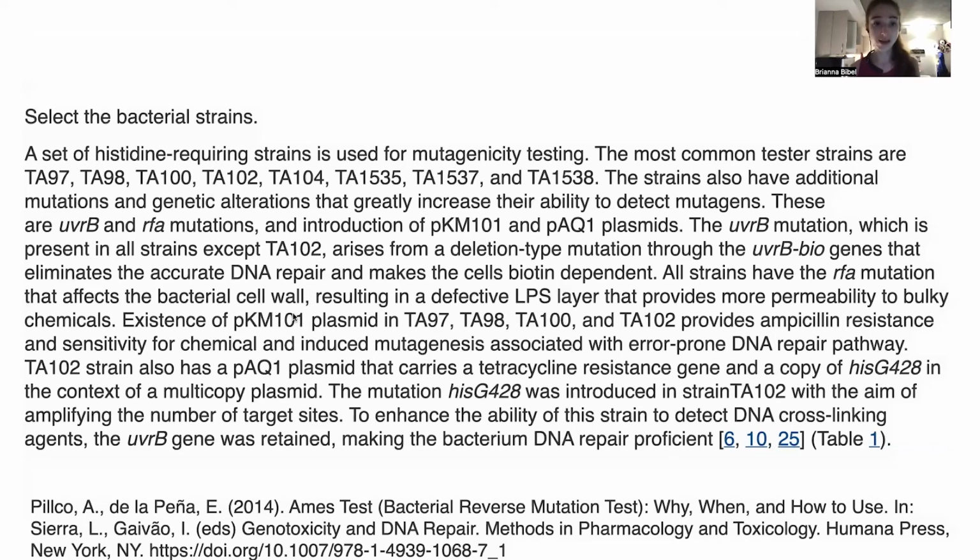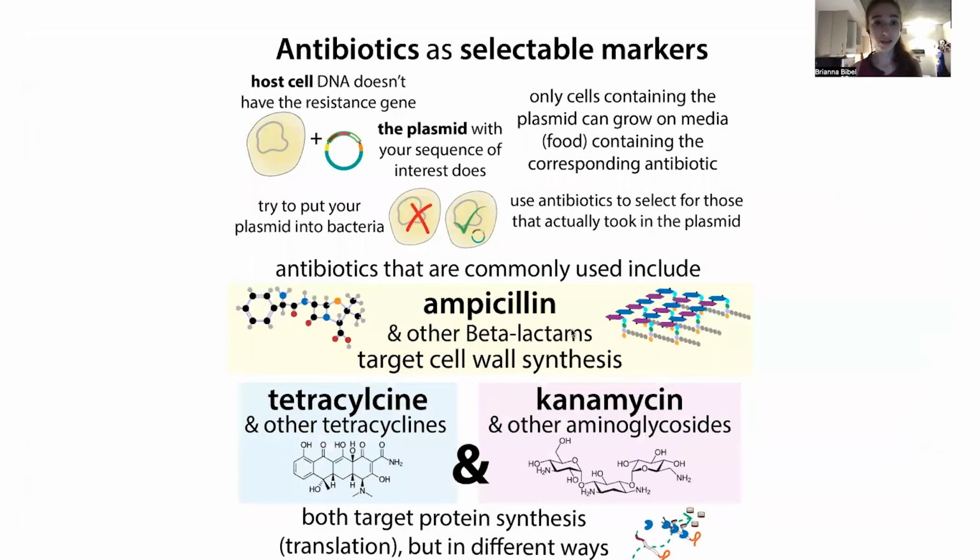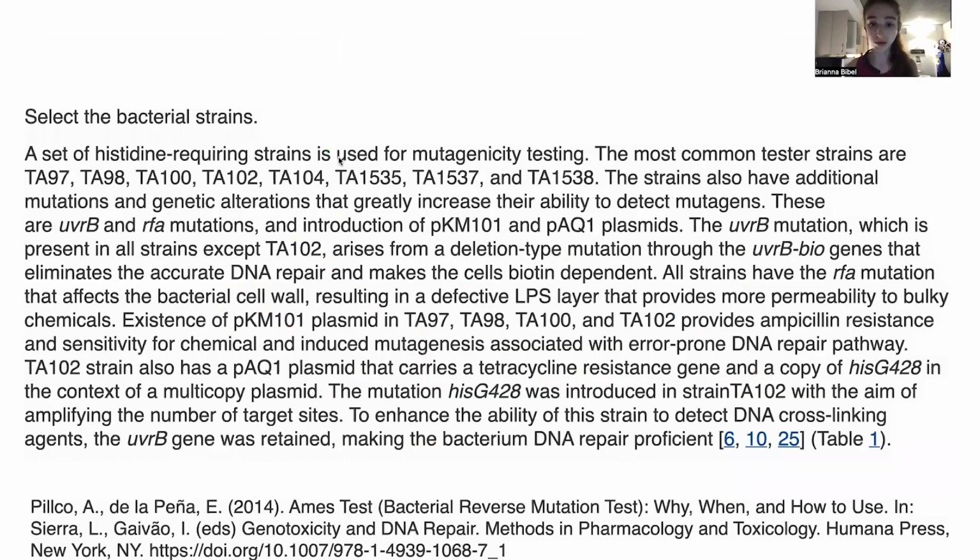They also have this pKM101 plasmid that provides ampicillin resistance. This allows you to select for them, other than with the histidine. Basically, you want some way to make sure you're only allowing these cells to grow and not other bacteria. We talked a lot about antibiotic selection in the past: your cells have this plasmid with the antibiotic resistance gene, so if you grow them in the presence of the antibiotic, they'll still be able to grow, whereas things that don't have it won't grow. It also helps with mutagenesis through an error-prone DNA repair pathway.